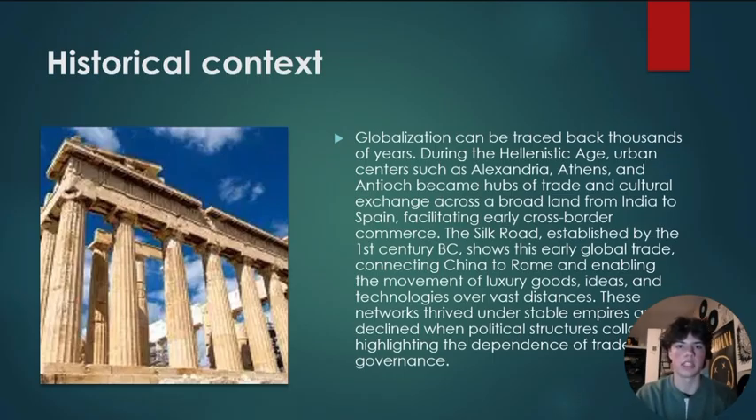The Silk Road, especially by the 1st century BC, shows this early global trade connecting China to Rome and enabling the movement of luxury goods, ideas, and technologies over vast distances. These networks thrived under stable empires and declined when political structures began to collapse. This highlights the dependence of trade on the stability of governance.